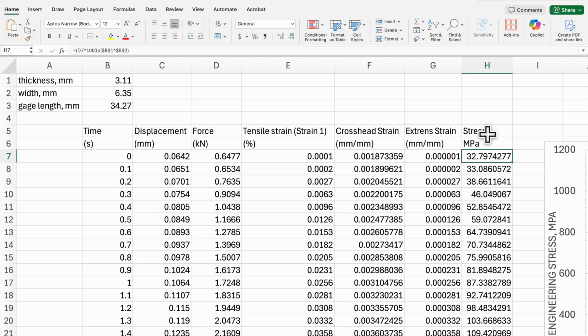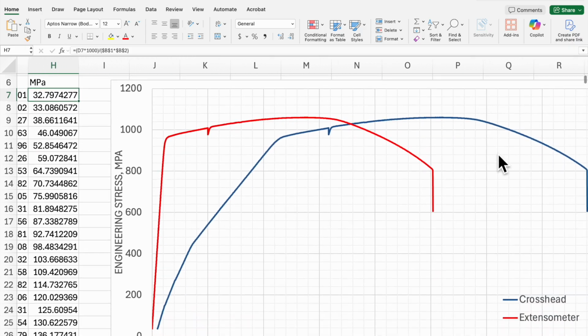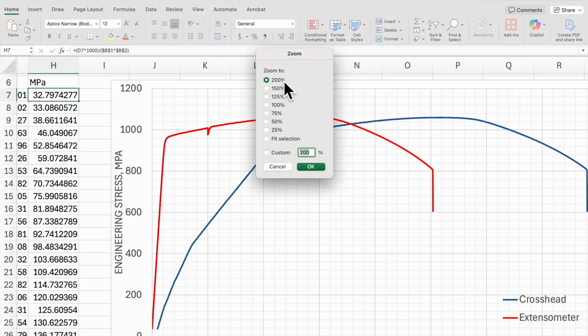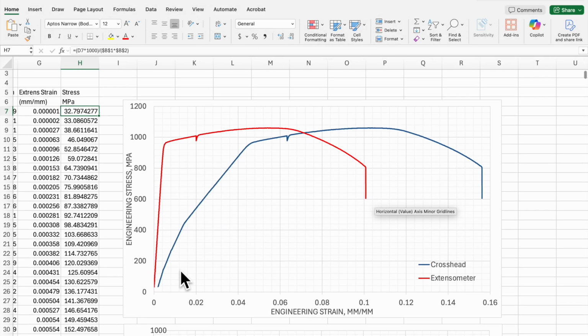This allows us to test the difference and to see if this might look like what's happening for your sample. Over here, I've already plotted this. We'll demagnify a little bit so you can see it all. So this is our engineering stress-strain, right? On the x-axis, we have engineering strain, millimeters over millimeters, and engineering stress in megapascals. The blue curve that you see is the crosshead, and the red is from the extensometer, but they're both engineering stress-strain curves.